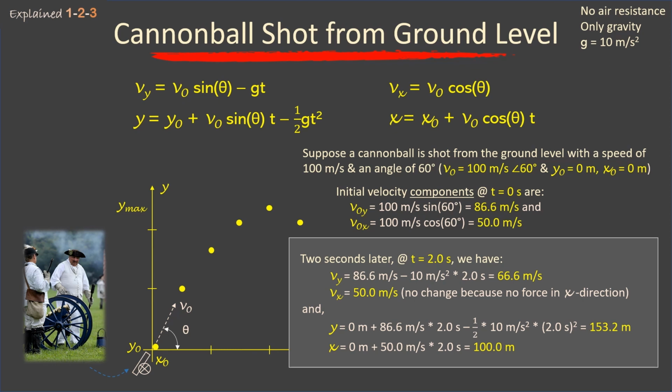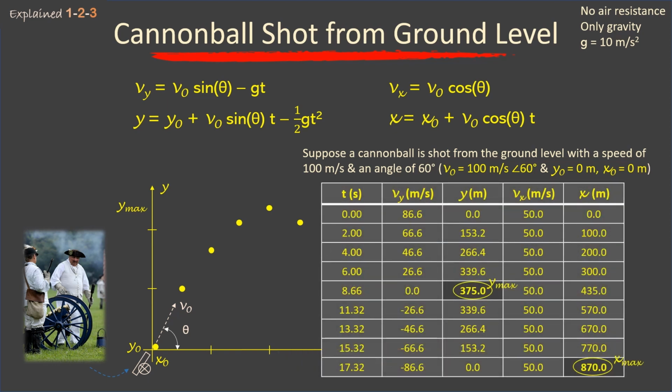Repeating this exercise for different time, t, we can fill a table like this. We also see the maximum height, y submax, is 375 meters, and the maximum range, x submax, is 870 meters. Now, let's think about this problem a bit more. If I increase the angle theta, I will get more vertical velocity, and the cannonball will travel in air longer. But I will also have a smaller horizontal velocity, and likely not that great a range. If I reduce the angle theta, I will get a lot of horizontal velocity, but not so much of the vertical velocity, as well as not so much the traveling time.